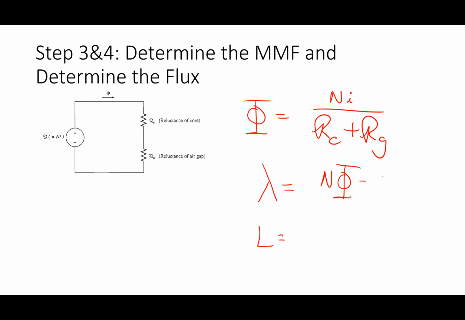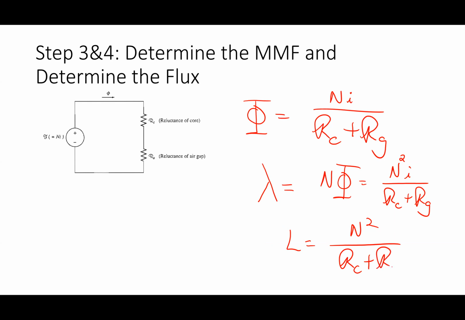L ends up being Ni over the reluctance of the core plus the reluctance of the gap. I get N squared when I do it that way. That tells me that my L is N squared over the reluctance of the core plus the reluctance of the gap. Usually, by controlling the gap, I can control the inductance. It's usually how we try to do this.